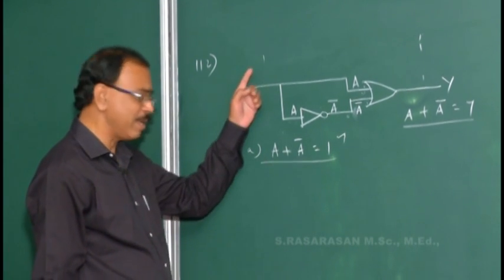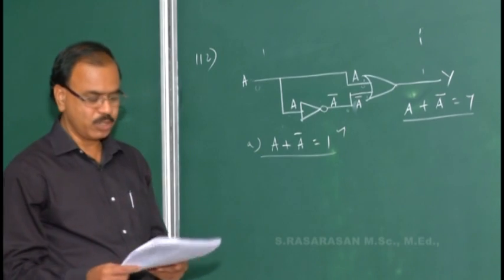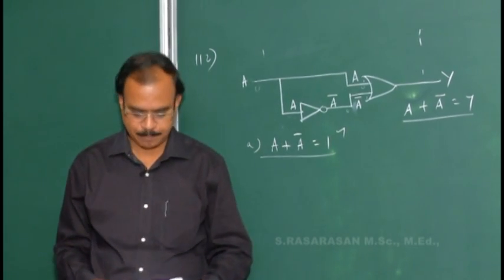How is it 1? I proved it by giving 1, and I proved it by giving 0. So for this question 112, the answer is A. Option is A. Yes, next.